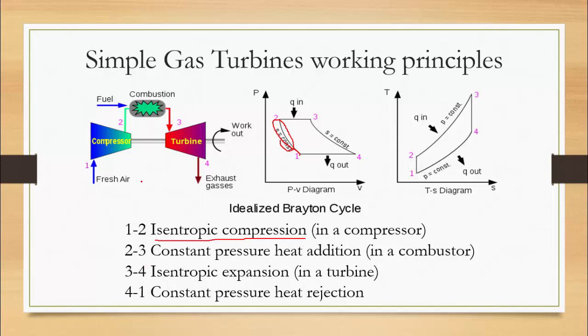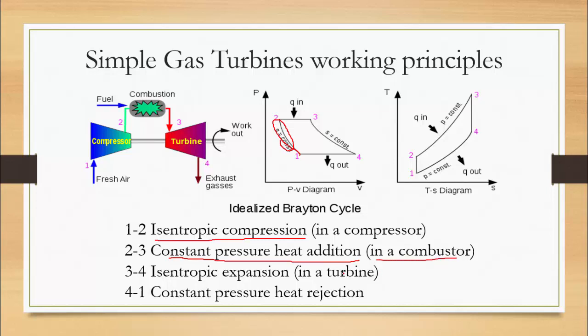Then 2 to 3, where in a combustion chamber the compressed air-fuel mixture gets burned and heat is added in the 2 to 3 stage. That is, in 2 to 3, constant pressure heat addition takes place in a combustor.